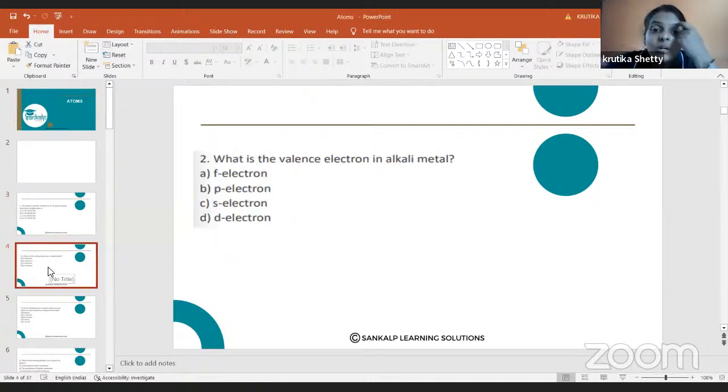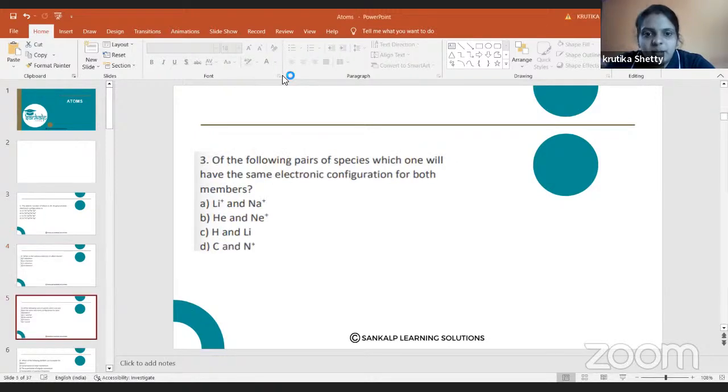Next, what is the valence electron in alkali metals? What are valence electrons? The outermost shell electrons are called valence electrons. The valence electron in alkali metal is F electron, P electron, S electron or D electron. Correct, 100% right. That is option C, S electron. That's very good, students. I think you people are more interested in chemistry because everybody is answering.